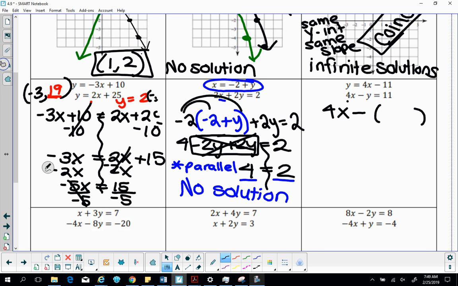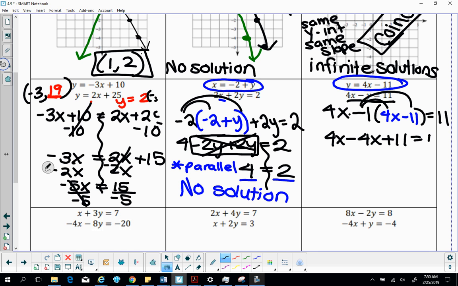Cool. So instead, when I write my second equation, instead of y, I'm going to plug in what y equals, which is 4x minus 11. Now I'm going to put my invisible 1 right there. Cool. Then, Angel, what do I do next? Which number would I distribute? Negative 1. Good. We move the 4x down. We distribute the negative 1. So negative 1 times 4x is negative 4x. Negative 1 times negative 11 is positive 11.